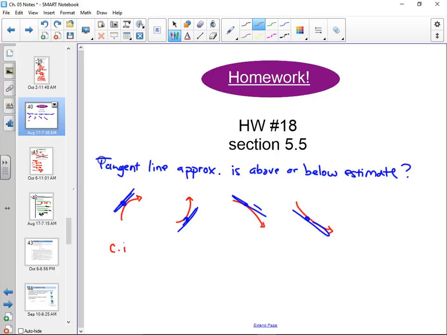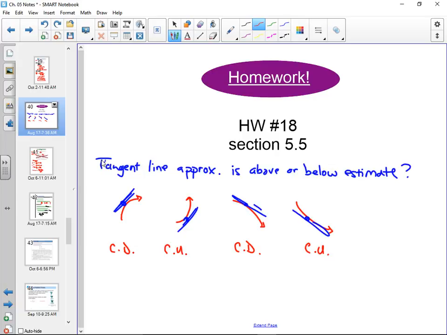Concavity. Concave down, the tangent line is going to be above. Concave up, the tangent line is going to be below. So, short answer to your question, Gerardo, when it asks what you think it would be, is to test the second derivative at that point to see what concavity the graph is displaying at that point. Then you can go ahead and state whether the tangent line approximation is above or below.